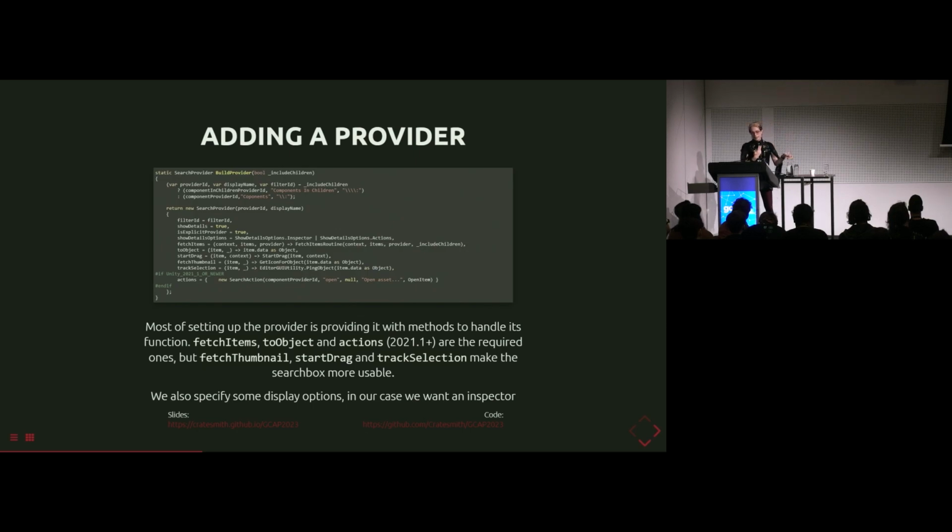So it takes essential things in the constructor, but then everything else that we need is actually put in here. And the way it works is most of these things are actually methods. The first couple, like what options and what our filter ID is, those are just fields. But then everything after this is a coroutine-like method. The really essential ones are fetch items, toObject, and actions. But the other ones I've listed there are really important for quality of life stuff, like start drag, fetch thumbnail, and track selections.